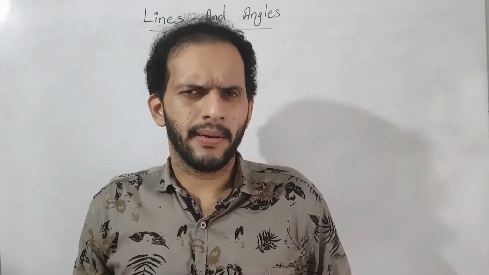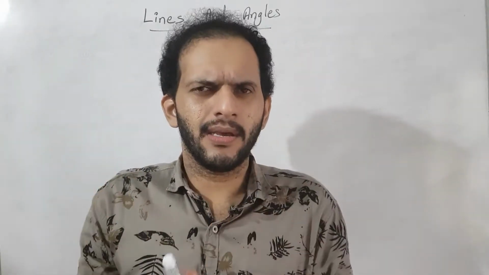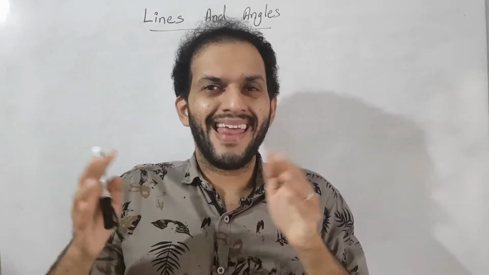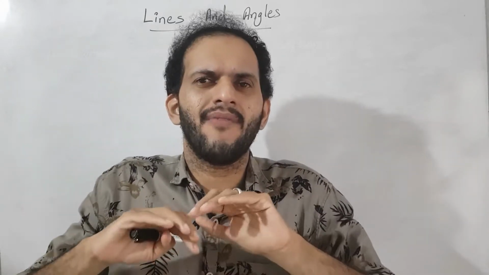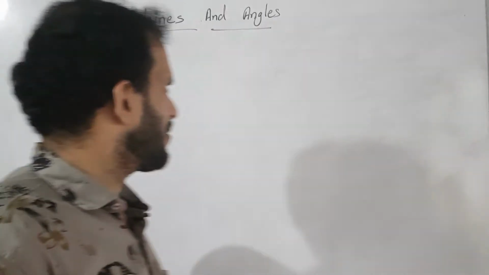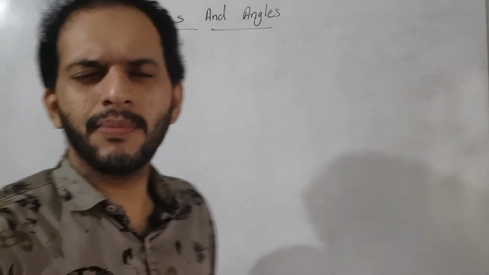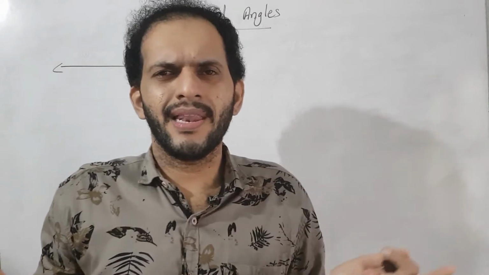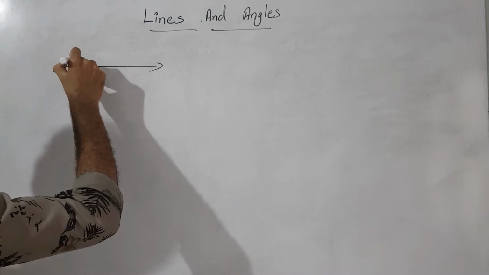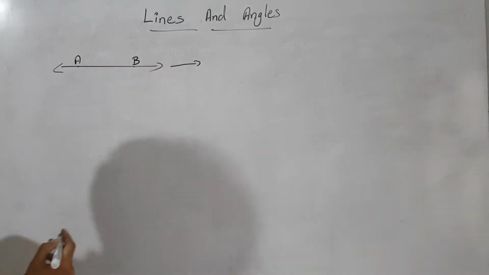So what do you mean by line? If we hear the name line, then it's very clear. We recall the idea. Line means it is endless. It does not have end points. In the case of a line, we represent the line like this. Here we do not have any end points. Then we just give the name like this, A, B. Then we denote it as line AB.